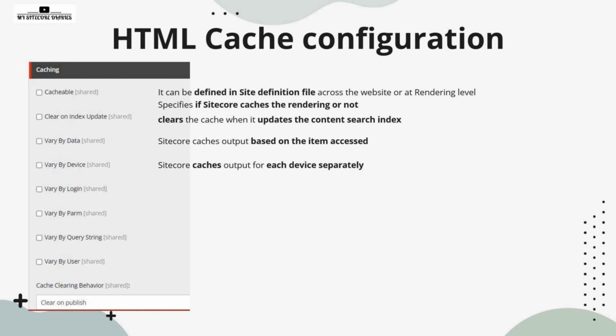Vary by Device. Sitecore caches output for each device separately. It's straightforward: if you are using multiple devices, like mobile and desktop, then you will have different caches based on the devices.